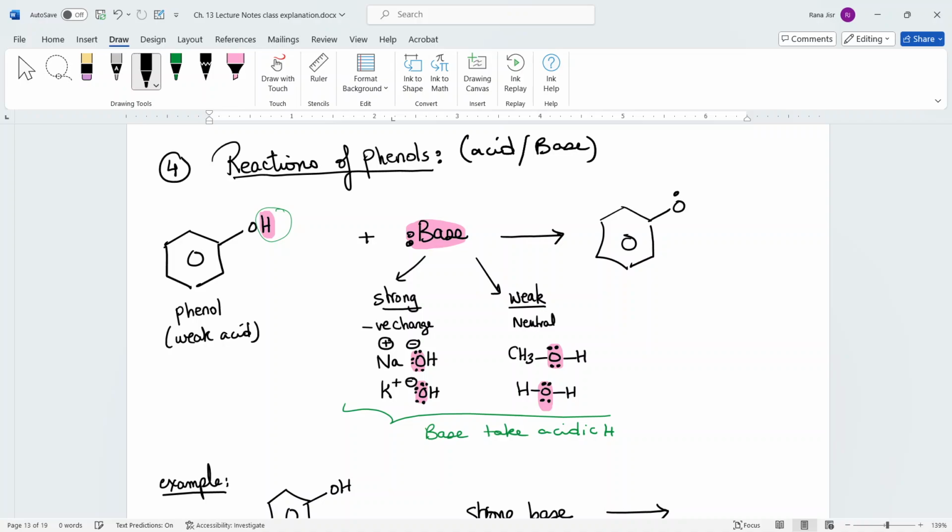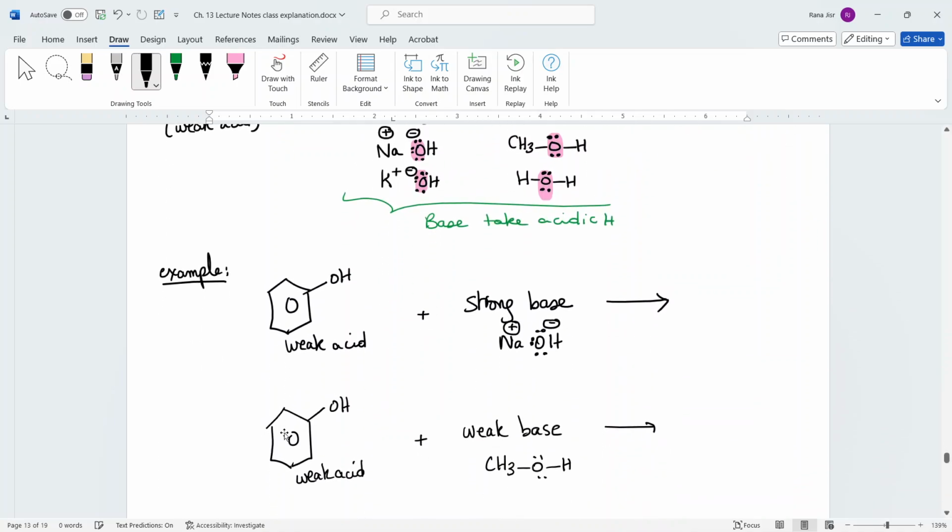So you're going to create your O negative in there, that is a conjugate base that is going to counter ion with any plus ion in the solution, which is the sodium over here, Na plus. Plus you have your conjugate acid. So the base turns into a conjugate acid. It's going to be water in this case. So you're going to end up having your conjugate base and conjugate acid. Okay, so let's have an example in there.